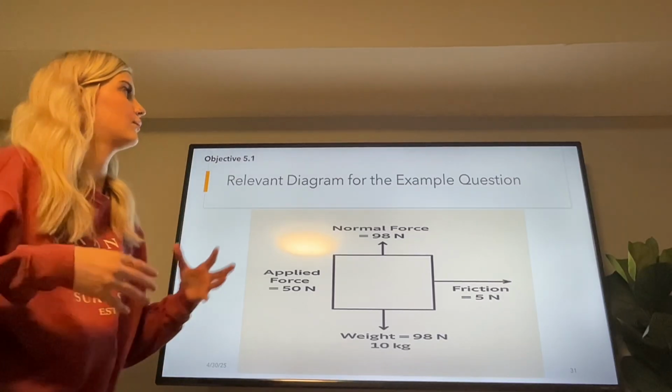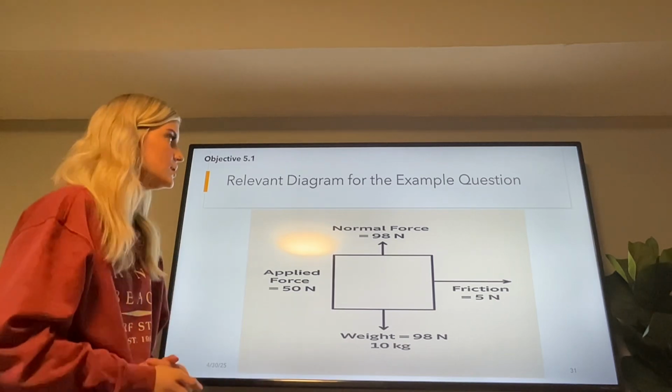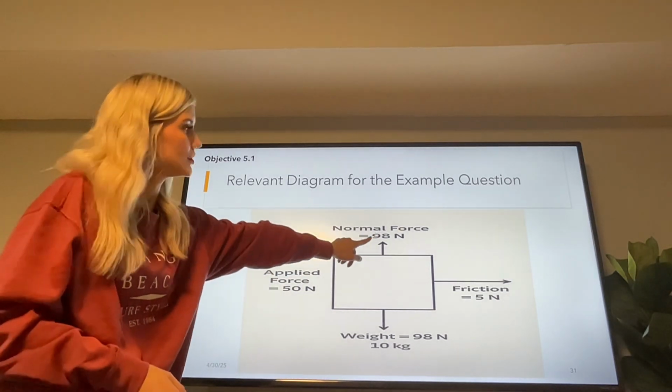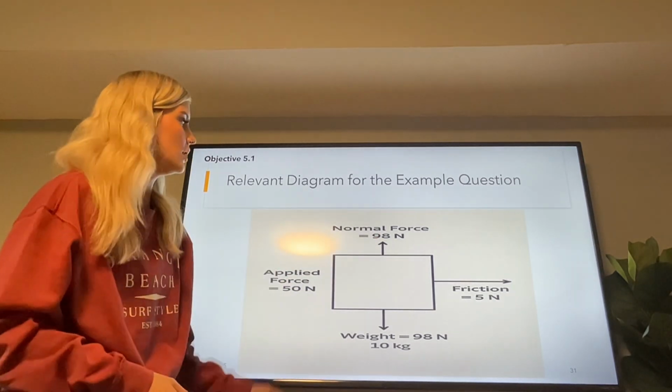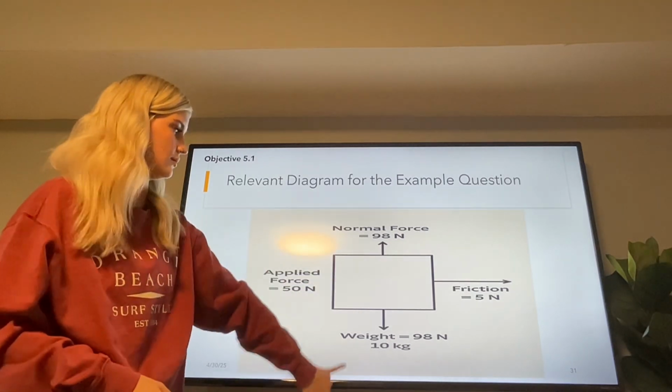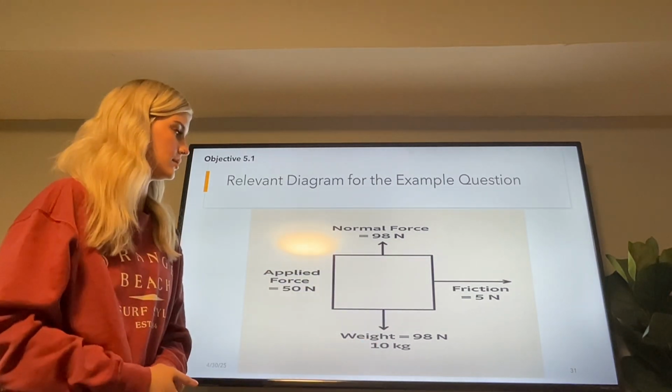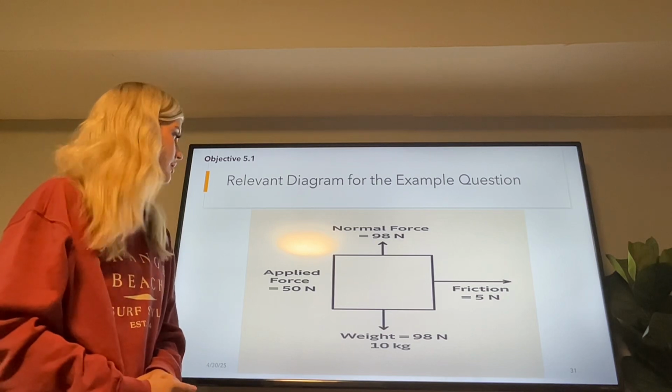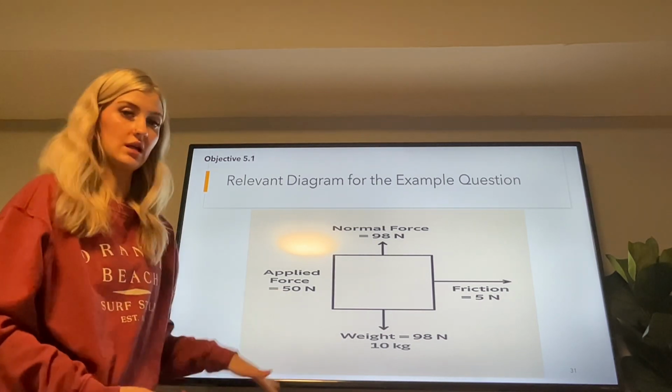Relevant diagram for the example question. As you can see, the normal force equals 98 N, friction equals 5 N, weight equals 98 N, 10 kg, and the applied force is 50 N.